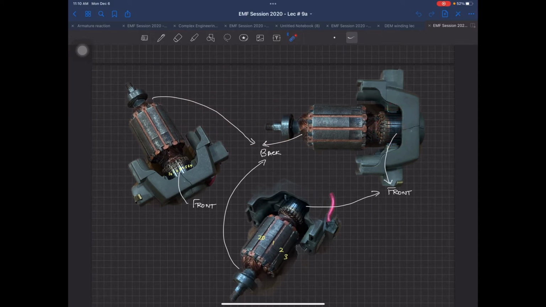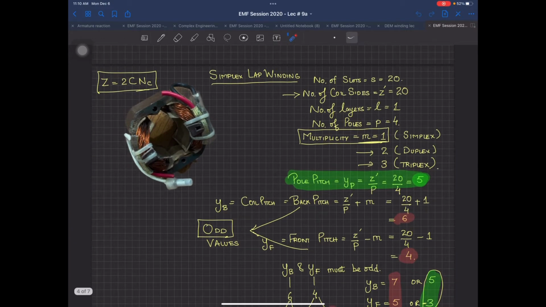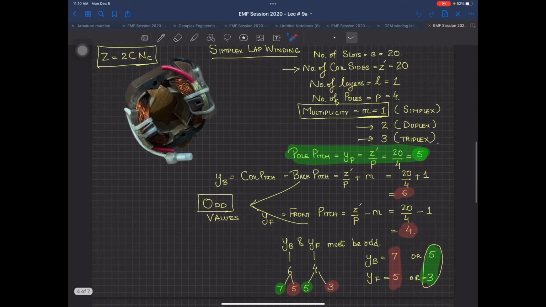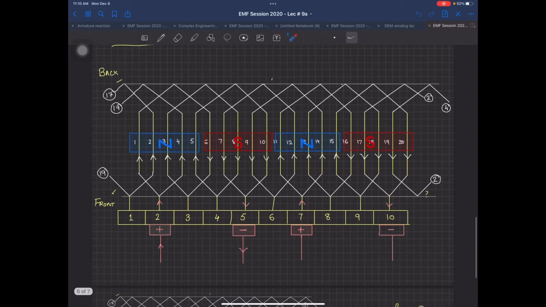And by winding closed, when I draw this whole overall, you can go through the lecture if you want to revise this, it is a simplex lap winding. So based on this simplex lap winding, you are getting first of all this table, and based on this table, when you draw this diagram, you can see there are no connections that can be regarded as the input or the output. The input is actually this positive carbon brush.